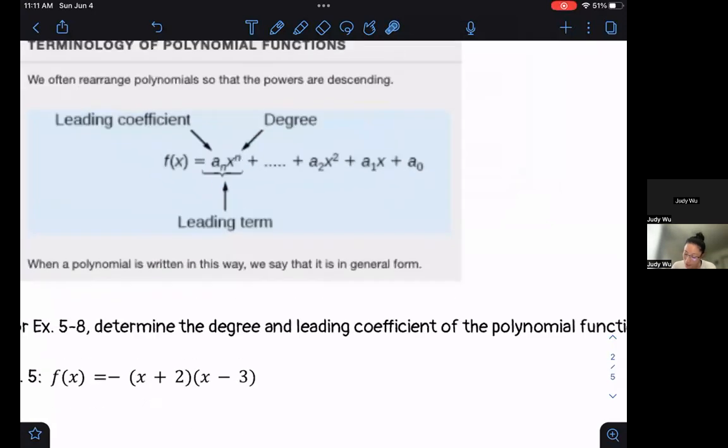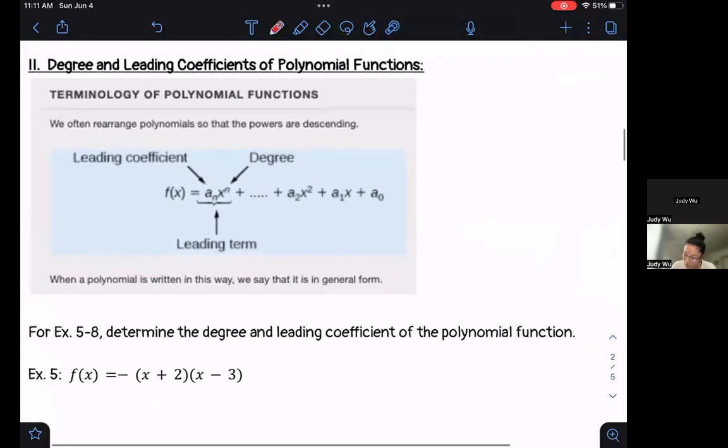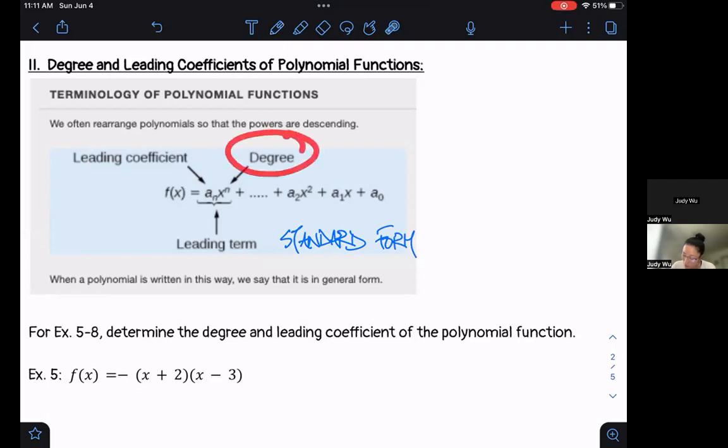All right. But when we are in, and we're actually going to call this standard form, right? When something is in standard form, the degree of the polynomial is just the highest degree that you see, okay? And our leading coefficient is just the coefficient of the term with the highest degree, right? And together, we call this the leading term.